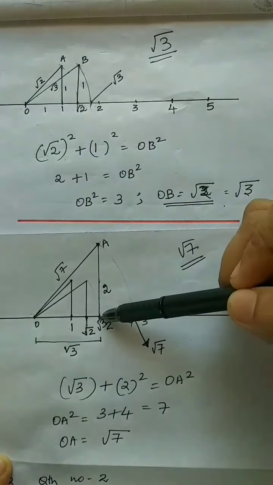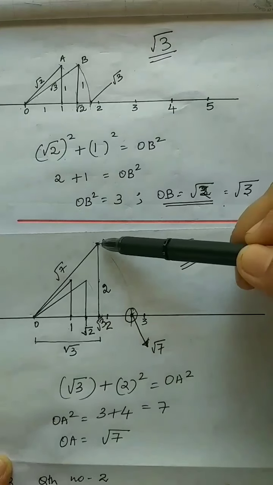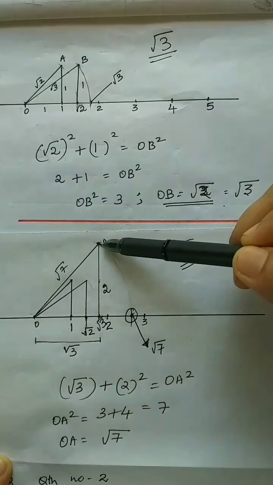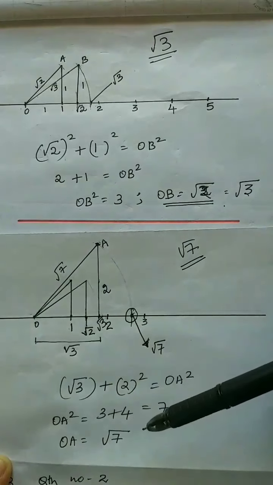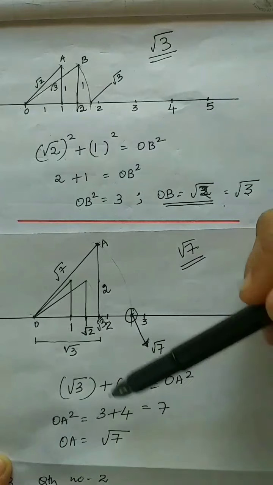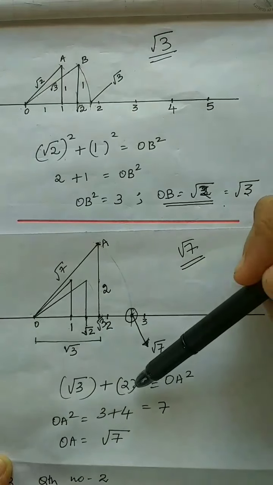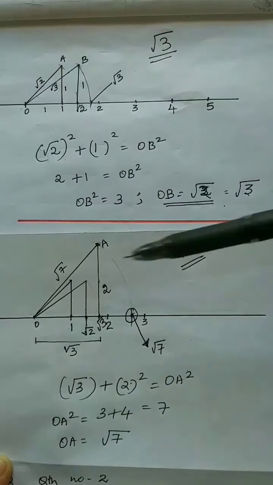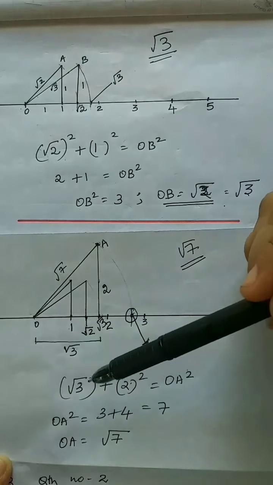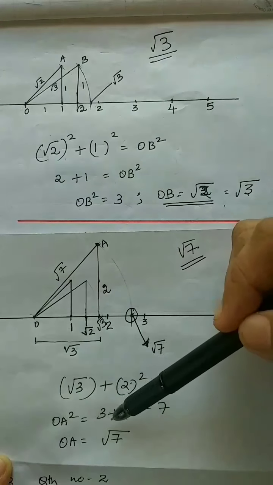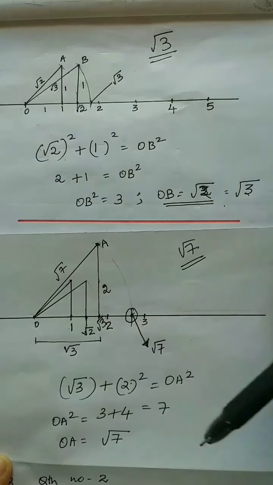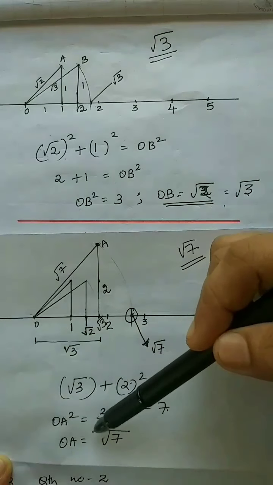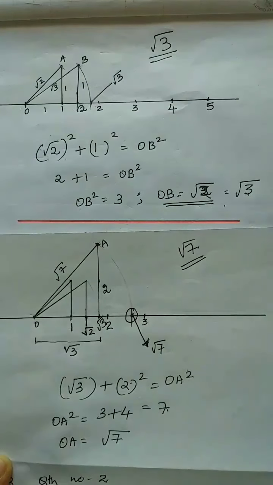So with root 3 as the base and 2 units as the vertical altitude, you can draw the hypotenuse. So what will you get according to Pythagoras theorem? Base square plus altitude square will be equal to hypotenuse square, isn't it? That means OA square will be equal to root 3 square is 3, and 2 square is 4. So OA square is equal to 7 and OA will be equal to square root of 7.